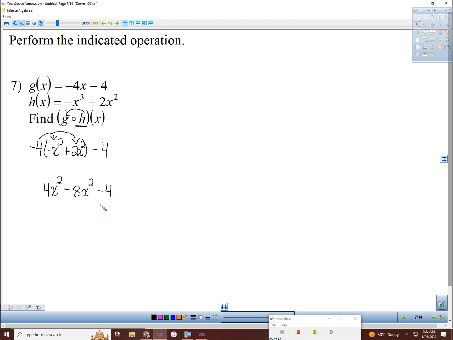All right. Oh, that's supposed to be a 3. So this should be 4x to the third. All right, so everything's in order. I don't have any like terms, so I'm going to put my function notation in the front.